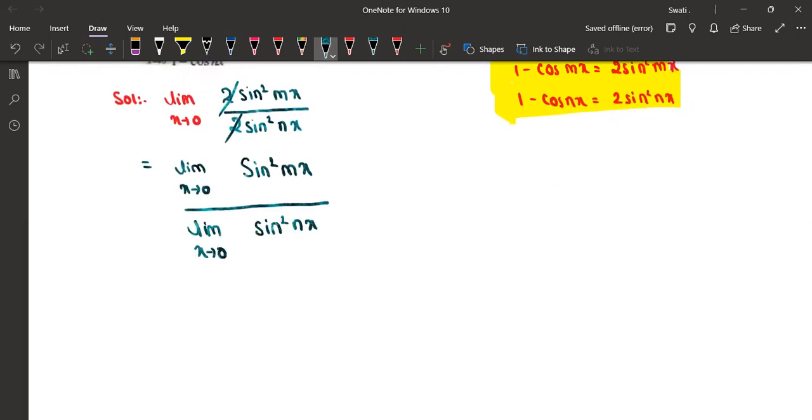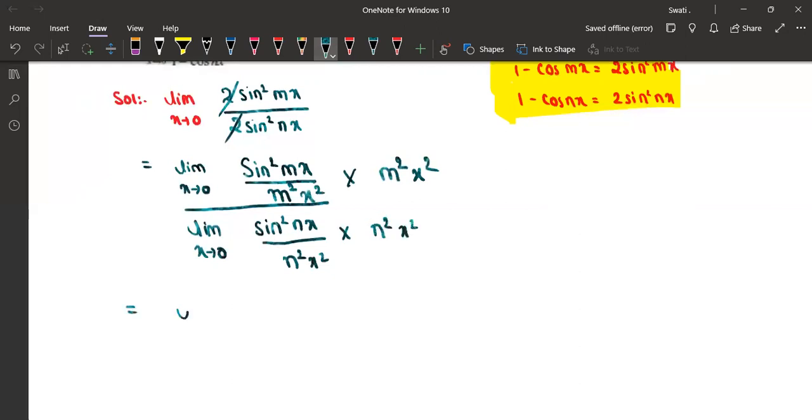Now here what I'm going to do is divide this by m square x square. If I'm doing this, I have to multiply by m square x square also, because I have divided by something. To balance it out, I have to multiply as well. Next, I can do the same thing here: I will divide by n square x square and multiply by the same thing.